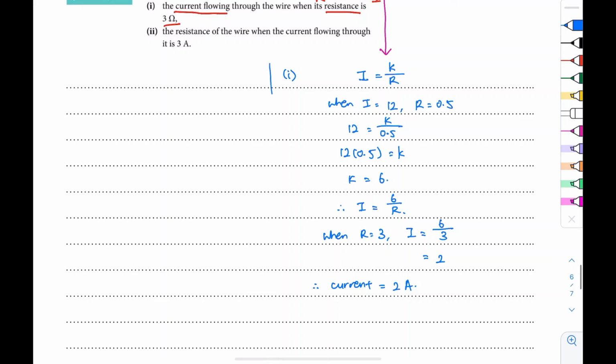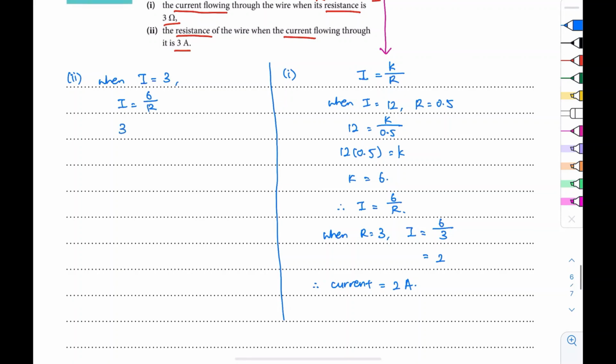Okay. For convenience, I'll continue on the left side. Looking at part 2, we now want to find out what is the resistance of the wire when the current is 3 amperes. So when current I is 3 amperes, using the equation I equals 6 divided by R, we have 3 equals 6 divided by R. Cross multiply means that 3R equals 6. Or in other words, R is equal to 6 divided by 3, and that gives us 2. So therefore, the resistance is equal to 2 ohms.